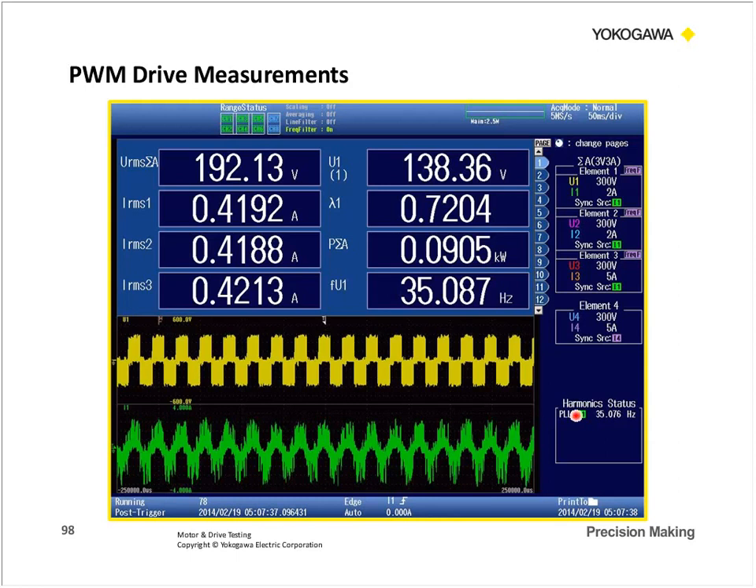So this might be a typical measurement setup. We're looking at the total voltage here. This is the average voltage, actually, average RMS, 192. I'm looking at my three currents, pretty well balanced. This is my fundamental voltage. It's U, parentheses 1, so we're using the harmonics. We've got the fundamental. Got my total power factor, 0.7, and my total power, 0.09 kilowatts, and the frequency is running pretty low at 35 hertz. So that might be a typical display.